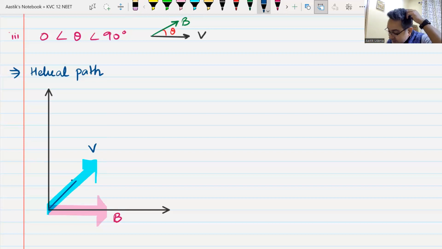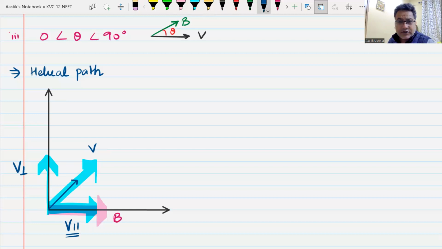Now what I can do is resolve this velocity into two components. What are those two components? One component of that velocity will be coming in the direction of the magnetic field, and the other component of the velocity will be coming perpendicular to the magnetic field. I will call this component V perpendicular and this component V parallel. So V parallel is that component of velocity which is parallel to the field, and V perpendicular is the component of velocity which is perpendicular to the magnetic field.